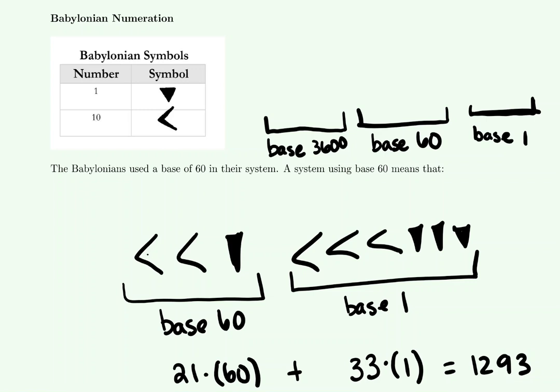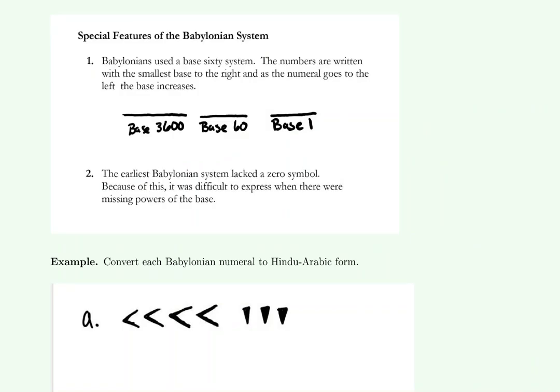Let's look through some other examples involving the Babylonian system. A few features. First, we've got the base system described like we talked about previously. It's a base 60. The smallest base is always to the right, and then as we move to the left, we increase the base by multiplying by 60. We're not going to see any problems with a base higher than 3,600.